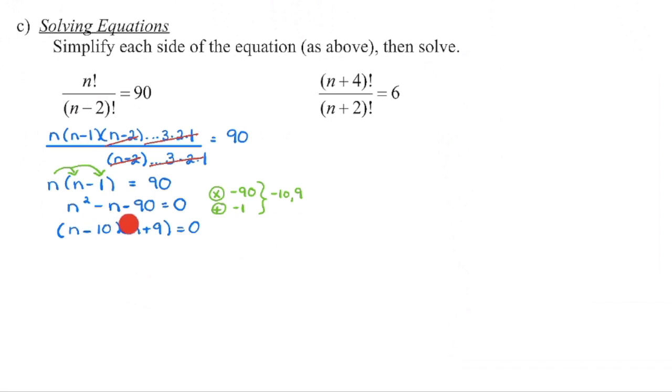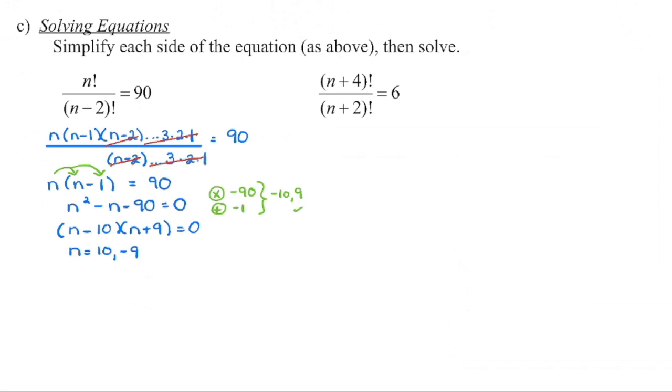So n times n gets us back to n squared. Remember, these are your outside and inside products. So n times 9 is going to give us that one factor, and then the inside product, n times negative 10, gives us that other factor. Set each factor equal to 0. So in this factor, what will make this 0 is if n is positive 10. Here, if n is negative 9, that's also going to make that equal to 0.